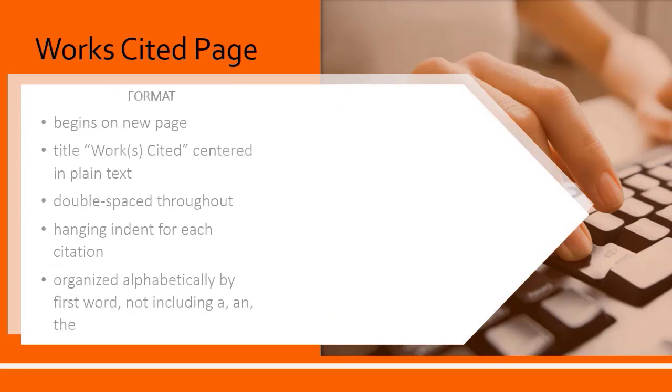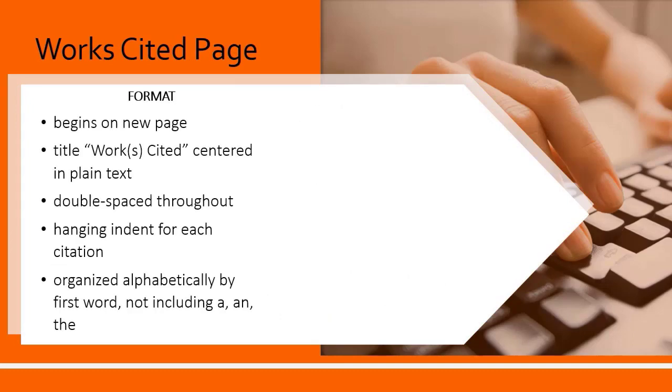The works cited page lists all of the sources used either with quoting or paraphrasing in your paper. The works cited page should begin on a new page. The title Works Cited should be centered in plain text. It should be double-spaced throughout, using a hanging indent for each citation, and be organized alphabetically by the first word, not including a, an, or the.